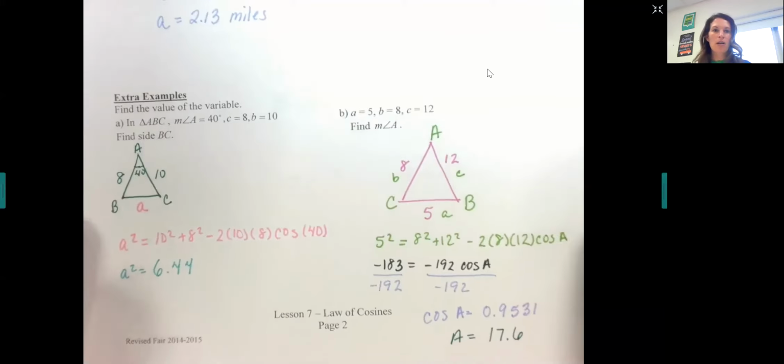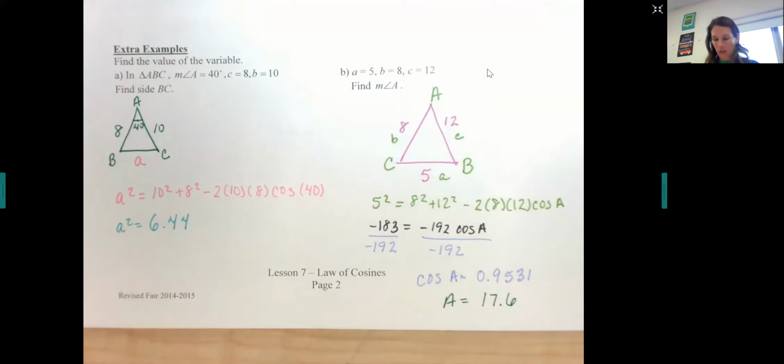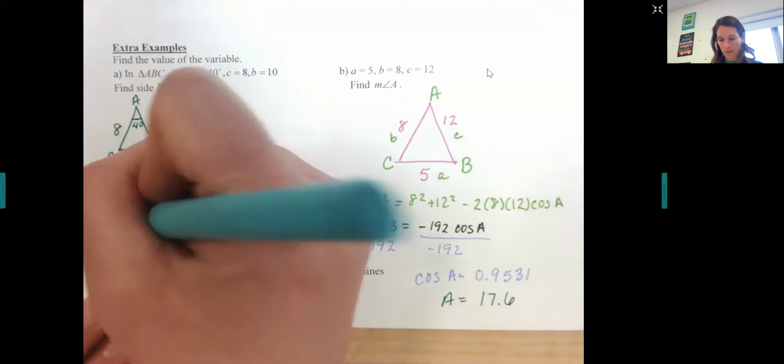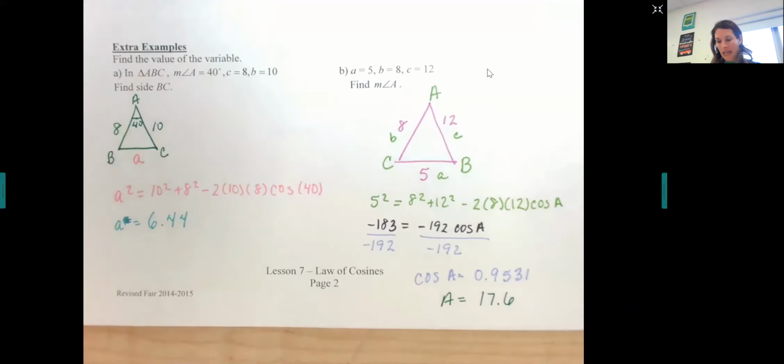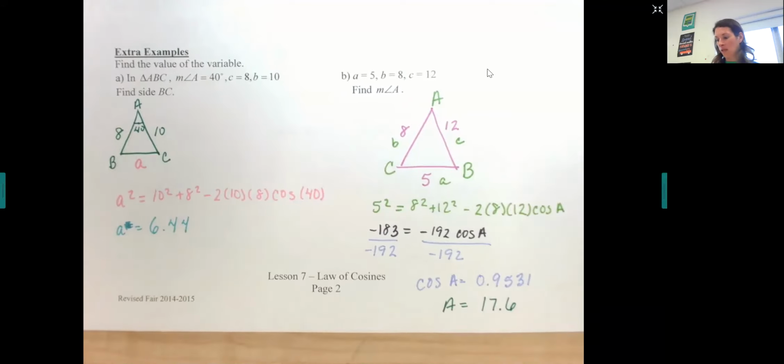All right, so here are the answers to the extra problems. I have that a is actually not equal to, the a is equal to the 6.44, not that a squared is equal to that. And that a here is equal to 17.6 degrees.